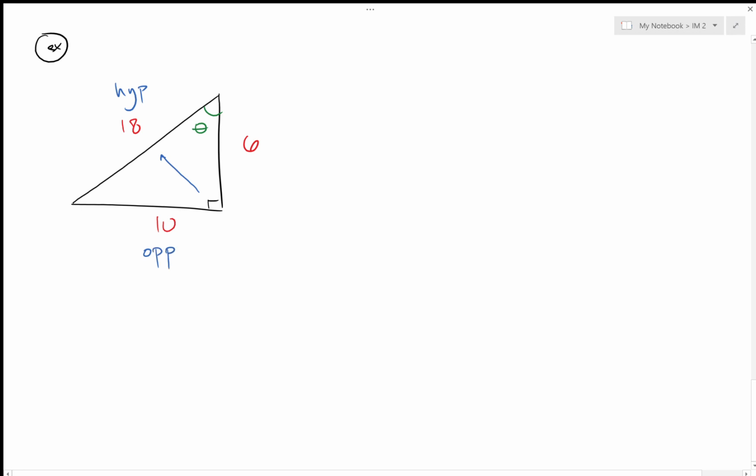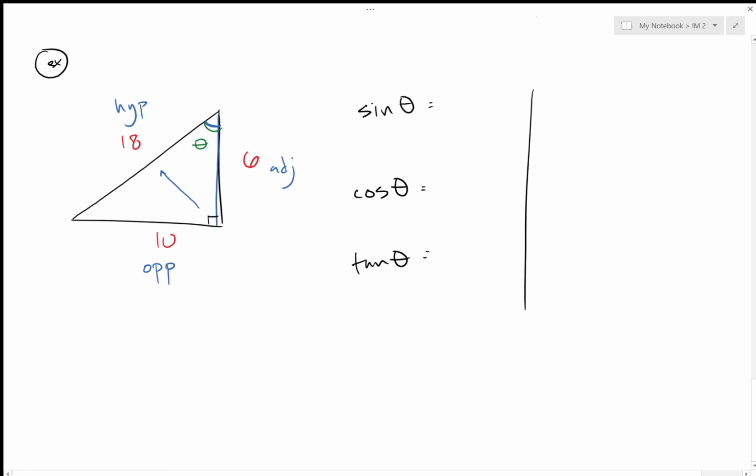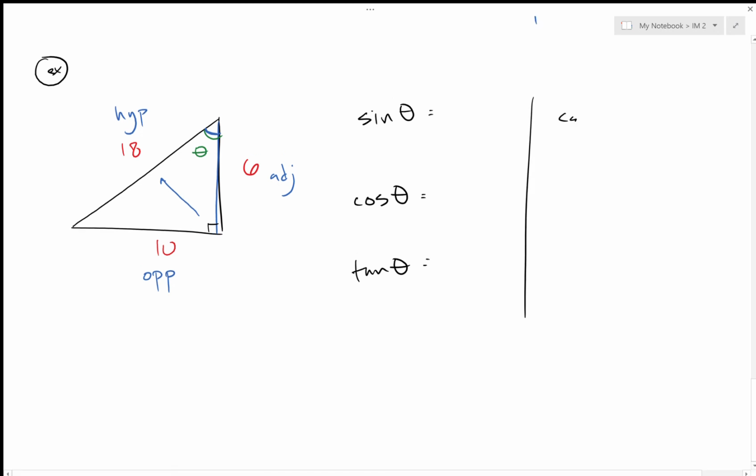So 10 is the opposite. 6 is connected to that theta symbol here. It's connected, so that side is the adjacent. So again, let's find all 6 trig functions. Sine, cosine, tangent, and then the other 3, it goes, whoops, cosecant, secant, and cotangent.